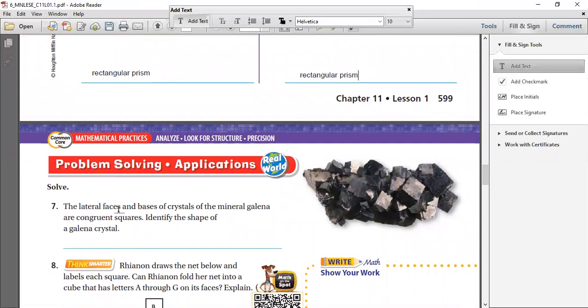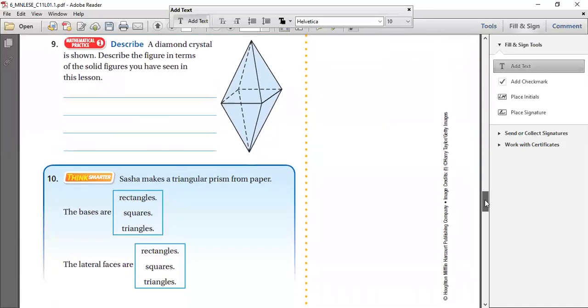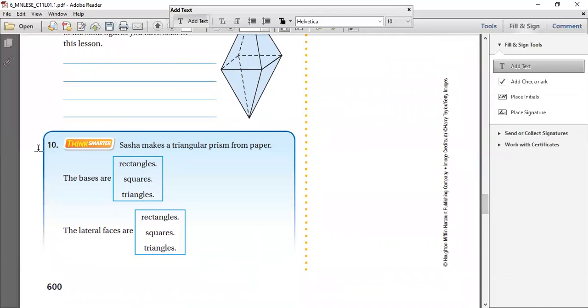Question number 7. The lateral faces and bases of crystals of the mineral galena are congruent squares. Congruent means equal squares. So what is that? We have come across many questions of this kind. So the face is also square and the base is also square. So if the base and the face are all squares, what is that called? It's called a cube, because we have already done that. Okay.